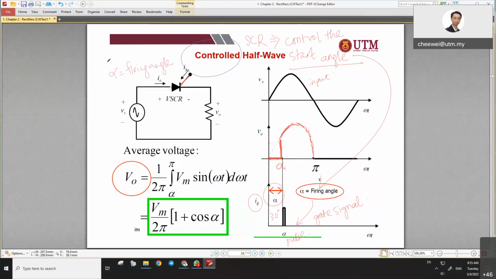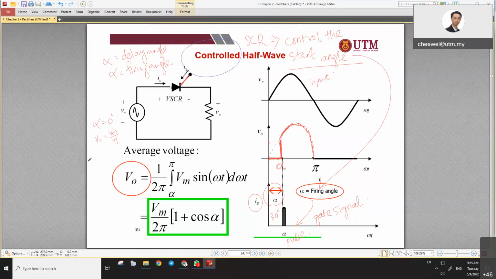And sometimes they call it a delay angle. So don't be surprised if you don't find firing angle and you find delay angle. They are referring to the same alpha. So delay or firing is the same thing, alpha. If alpha equals 0, it is equivalent to the uncontrolled rectifier. So what does it equal? V out equals VM over pi.